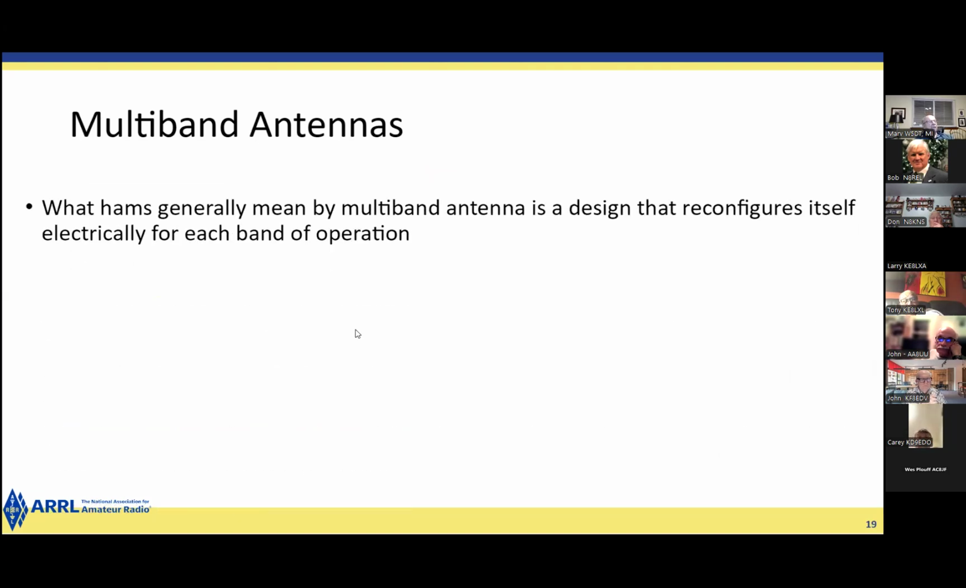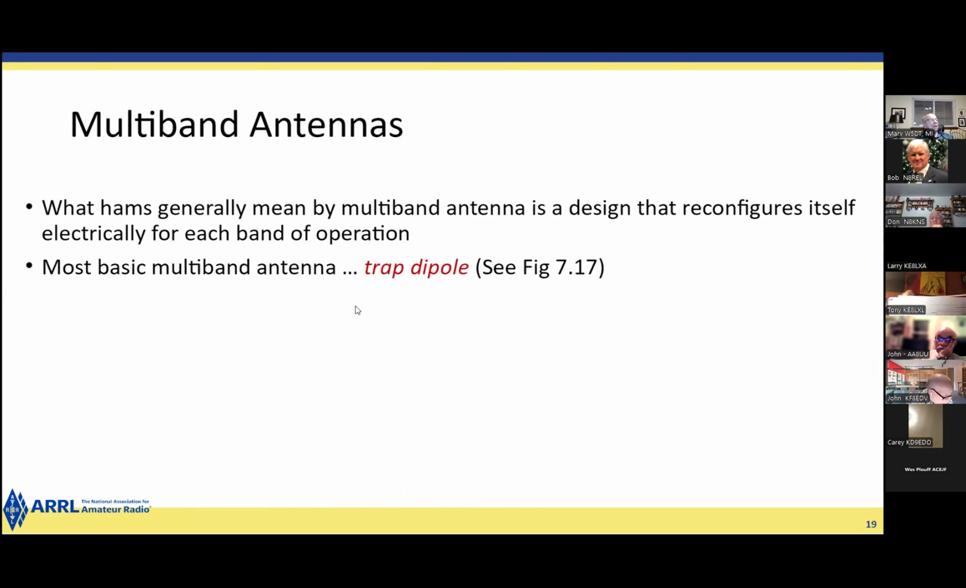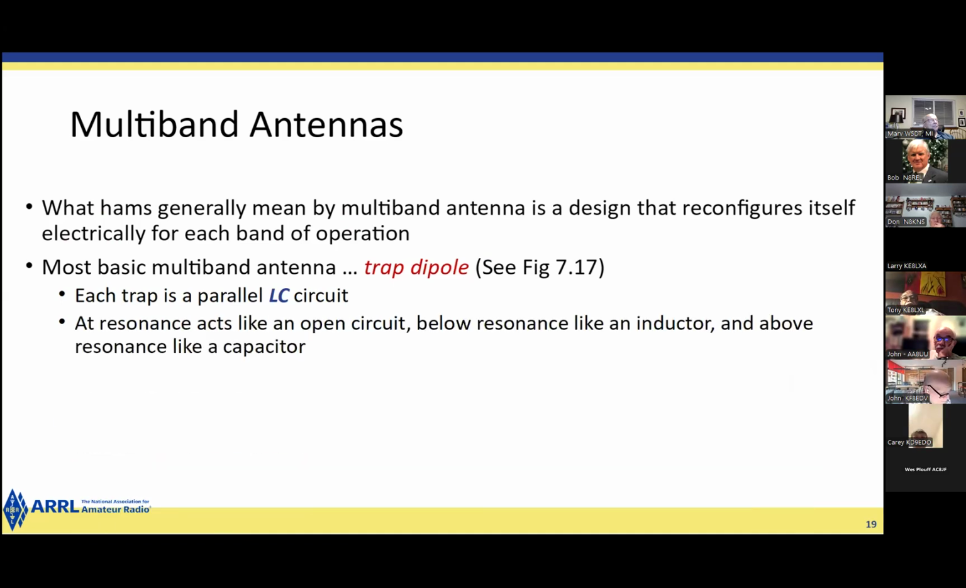What hams generally mean by multi-band antenna is a design that reconfigures itself electrically for each band of operation. The most basic one is the trap dipole. Each trap is a parallel LC circuit. At resonance, it acts like an open circuit. Below resonance, like an inductor, and above resonance, like a capacitor.